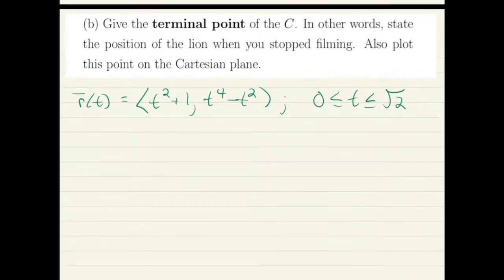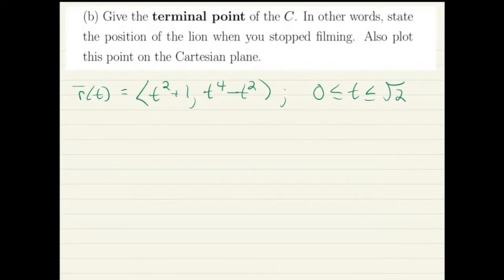Now, give the terminal point of C. What's the terminal point? Well, it's the position of the lion where you stopped filming. Naturally, the initial point is where you start, and the terminal point is where you stop. We stop at t equals root 2, don't we? So the information helps us.